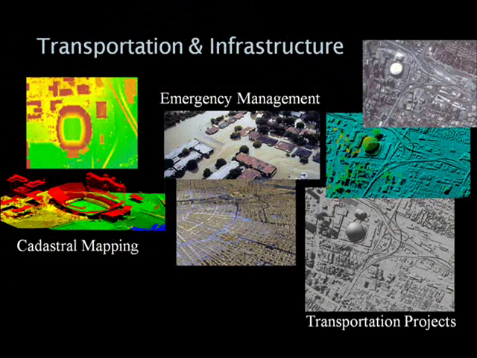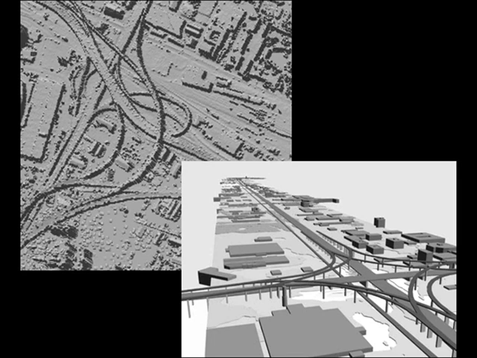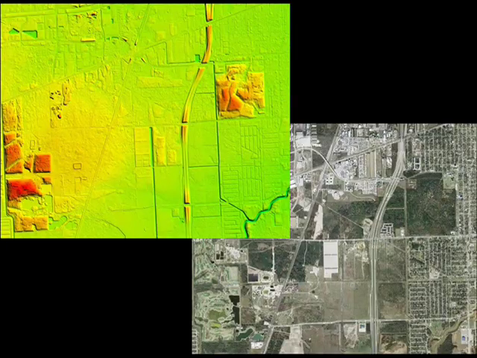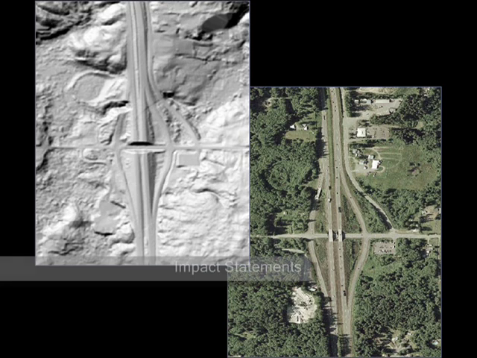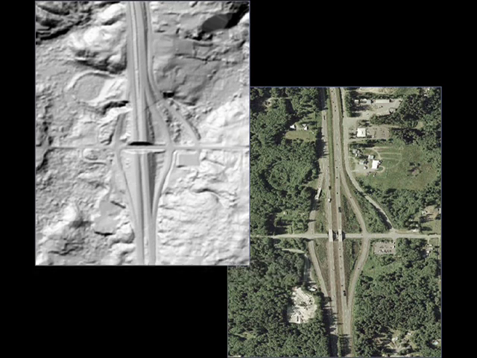LiDAR is also useful in transportation and infrastructure. It's been applied in a variety of transportation, cadastral, and emergency management projects. LiDAR is proving to be very useful and less expensive than traditional techniques in transportation planning phases in particular. For example, LiDAR has been used to help design transportation drainage systems and for environmental impact statements. Traditional engineering and photogrammetrics are still necessary, but as LiDAR evolves and techniques improve, it will continue to grow as a transportation tool.